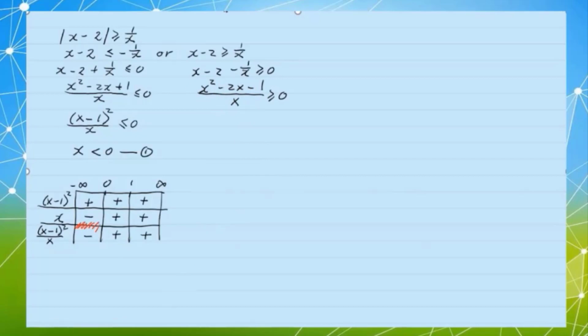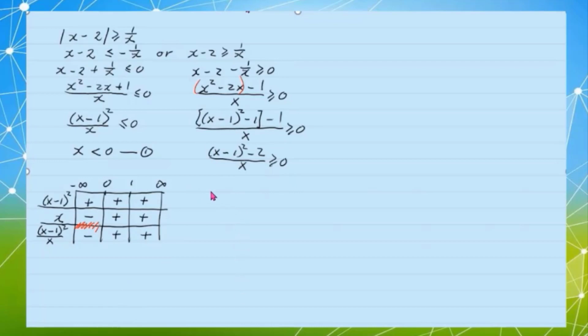So what we need to do is carry out completing the square. When we complete the square for x squared minus 2x, we find that it is x minus 1 squared minus 1. Then after that we simplify, and it becomes x minus 1 squared minus 2 over x greater than 0.